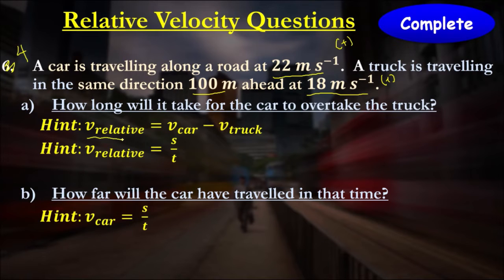So we need to firstly look at the relative velocity between the car and the truck. The car is moving in this direction here. The truck is moving in this direction here. So the car is 20 meters per second and the truck is 18 meters per second. In order to tackle this question, we need to look at this in the frame of reference of the truck. Because they're moving in the same direction, we need to find the relative velocity here.